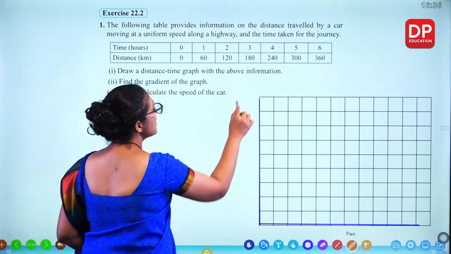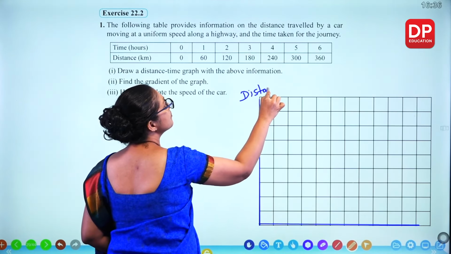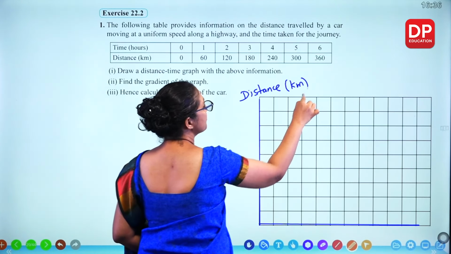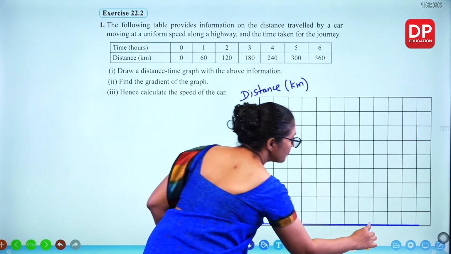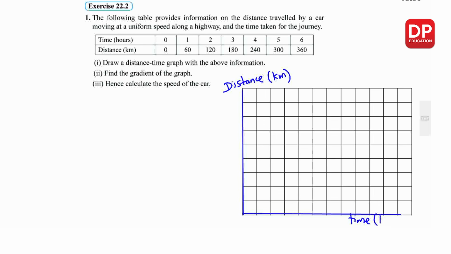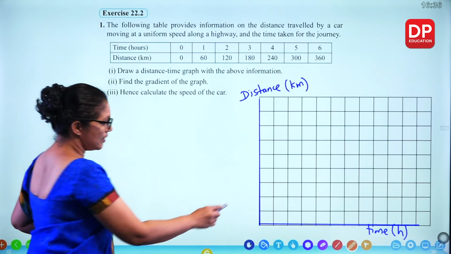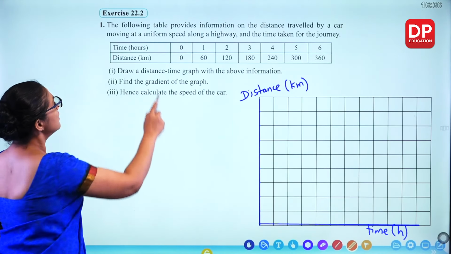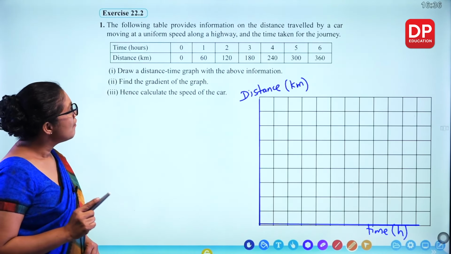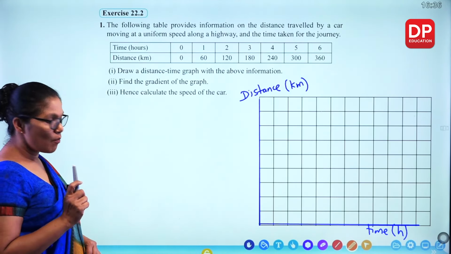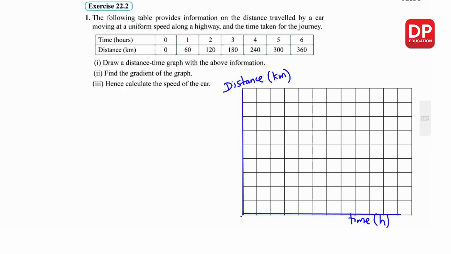And I can write this is distance. What's the unit? Kilometers. And time in hours. Then I need to divide the scale. Now look at the values. When you take time 0 to 6, that means we can take 1 square as 1 hour. I can start with 0, 1, 2, 3, 4, 5, 6.